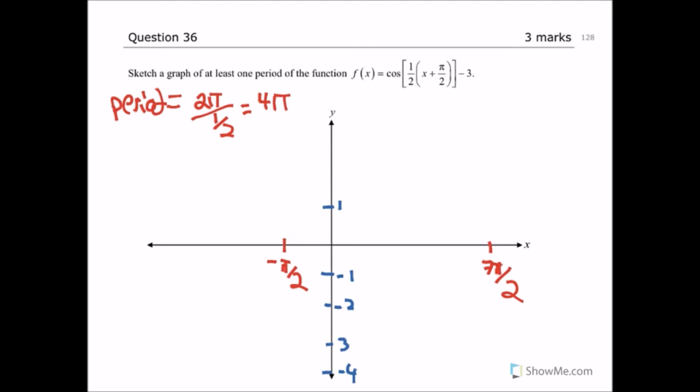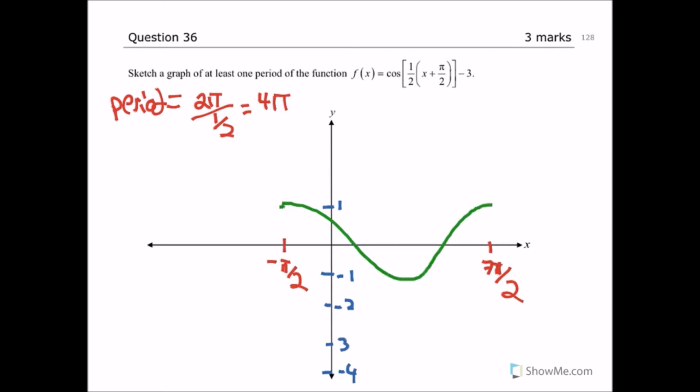Normally, if we didn't have the vertical shift, we know that cos starts at the top. So I've already shifted to the left pi over 2, so I would start there. It would come down, hit -1 in the middle, and end back up here. Right, so that would be the normal one.